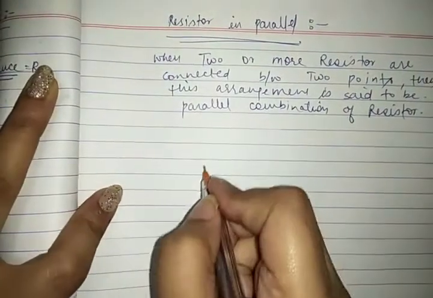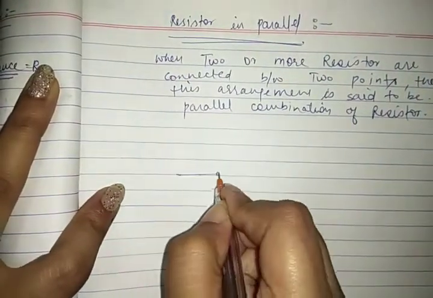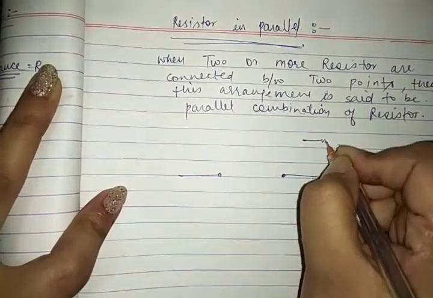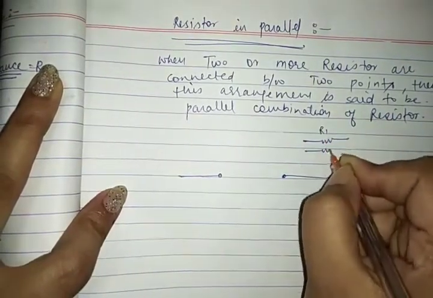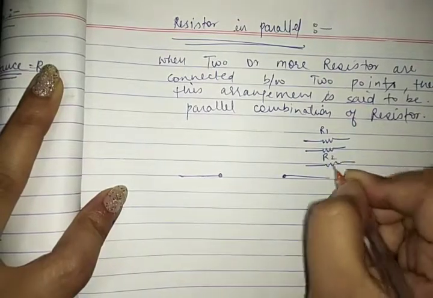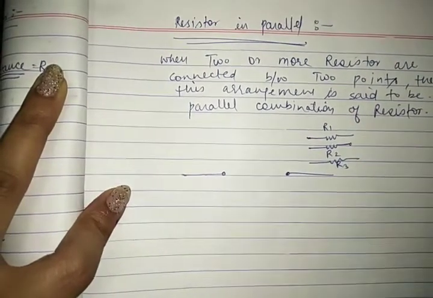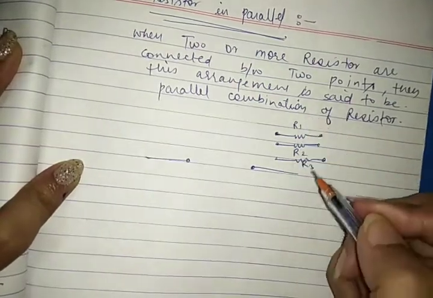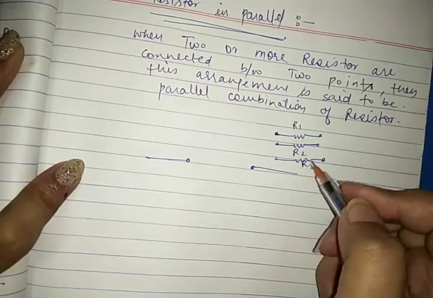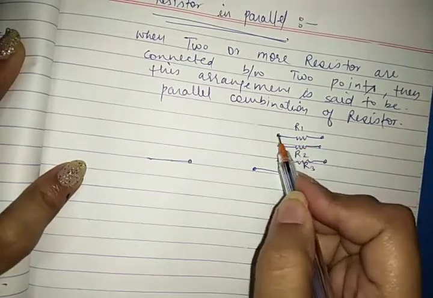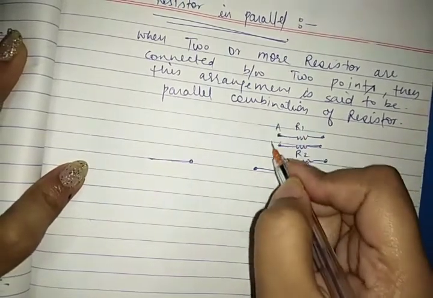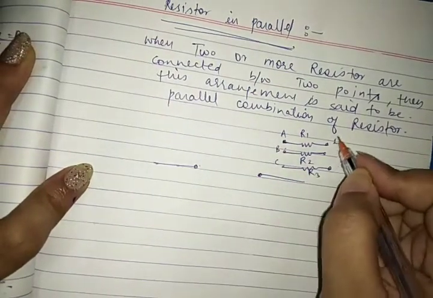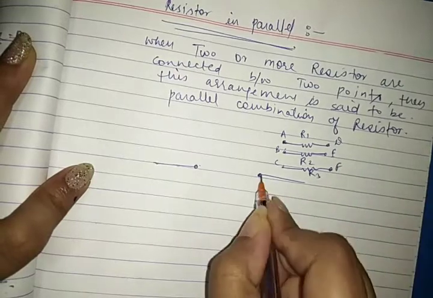What does that mean? That you have 2 points like this and you have multiple resistors, like this is R1, this is R2, this is R3, and now we want to connect these resistances in parallel. To connect these resistances in parallel, all the ends of these resistances A, B, C are connected to that point, and all these points D, E, F will be connected to this point.